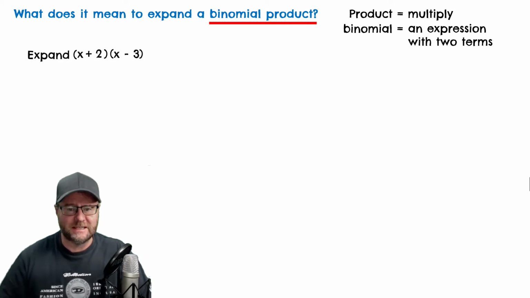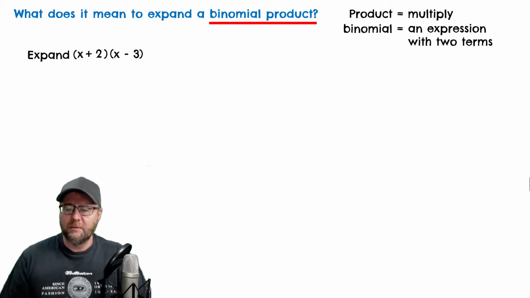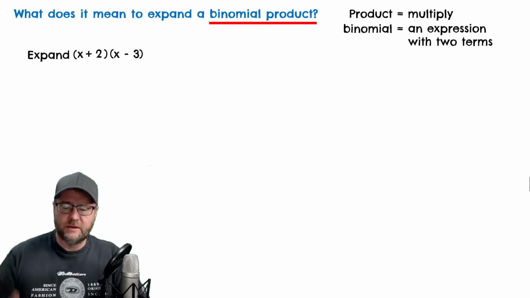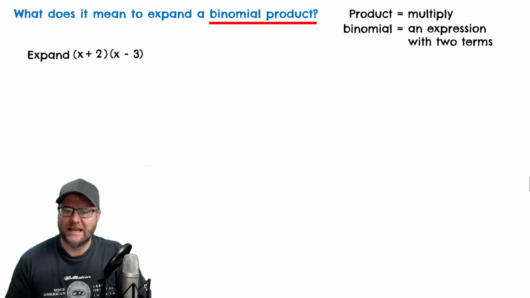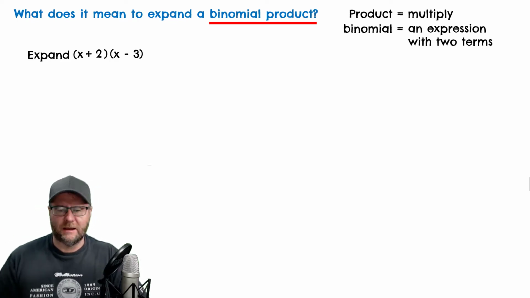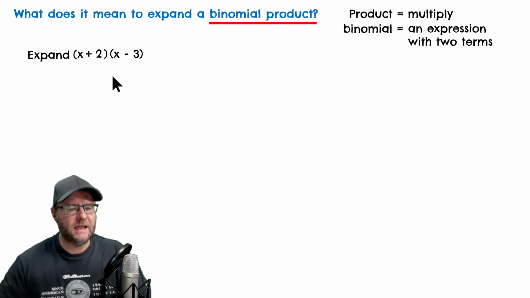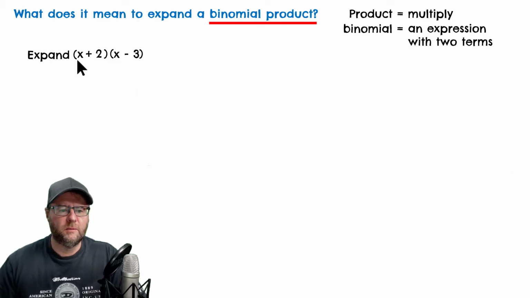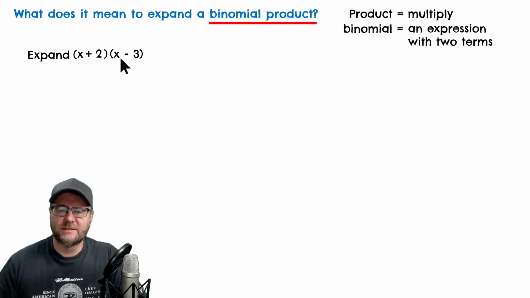Best we have a look at an example, and we're going to go through a couple of examples. Pause if you need to, and let's expand these binomial products. We've got a bracket with x plus 2 and a bracket with x minus 3. So they are my 2 binomials. x plus 2 is the one binomial. This is the second one.